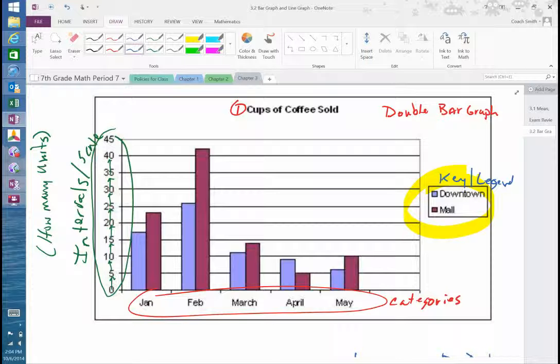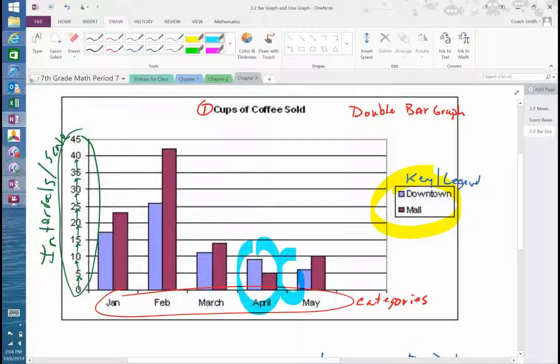Now, we don't know where. Don't know if it's California, Texas, New York, in a certain city. We're assuming it's in one city, probably, because you're looking at downtown or a mall. So obviously, where are the most cups of coffee sold? In the mall. There's only 1 month, right here in April, that the downtown location sold more than the mall location.